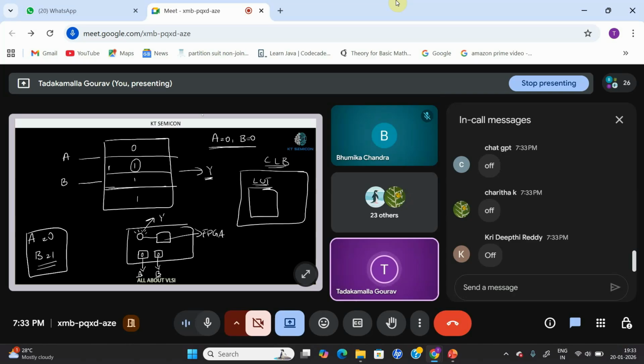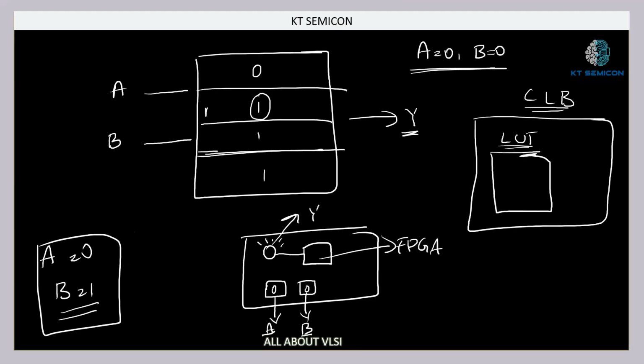You're going to press A and you're going to press B. Those are all the possible combinations you are going to check, and you are going to check with the LED. If you provide A is equal to 0, B is equal to 0, you check whether the LED is glowing or not. Then you press A is equal to 1 and B is equal to 0.